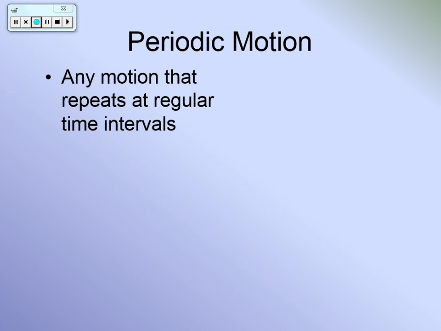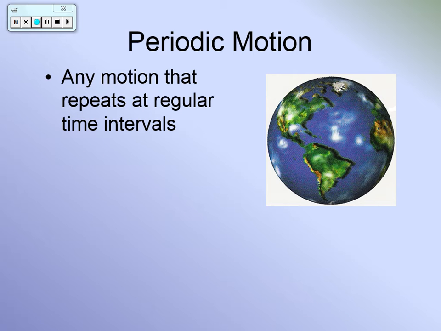And here, this is an example of some periodic motion. There are actually two periodic motions that occur with the Earth. What does the Earth do periodically? It spins. It revolves. Sorry, it rotates. But then it also does what? It also revolves. When it spins on its axis, we call that what?